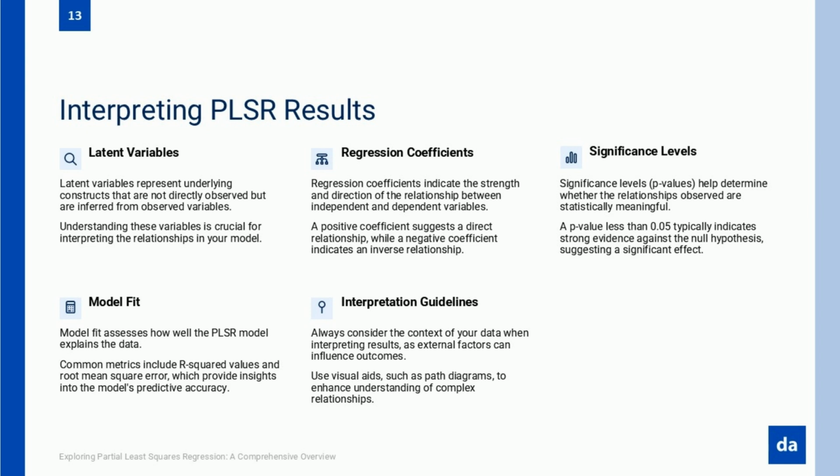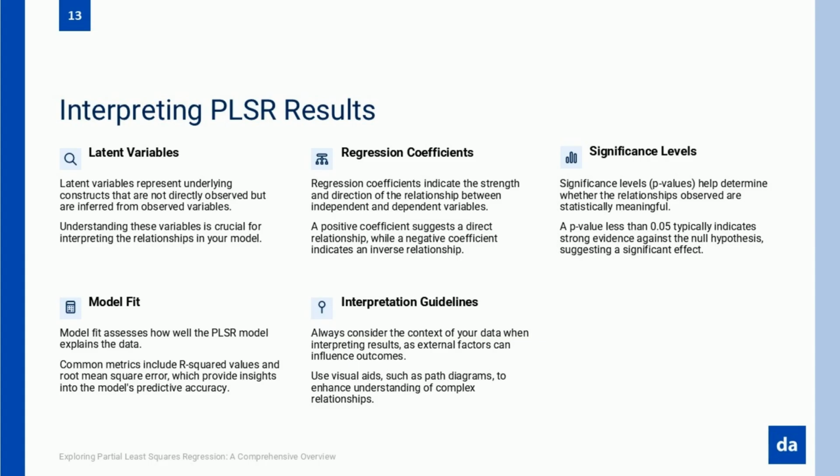Next up, regression coefficients. These tell you how strongly each predictor or latent variable influences the response variable. A positive coefficient means an increase in the predictor leads to an increase in the response, while a negative coefficient means the opposite. But since PLSR works with transformed variables, these coefficients don't represent direct relationships like in multiple linear regression. Instead, they reflect the importance of the underlying patterns captured by the latent variables.